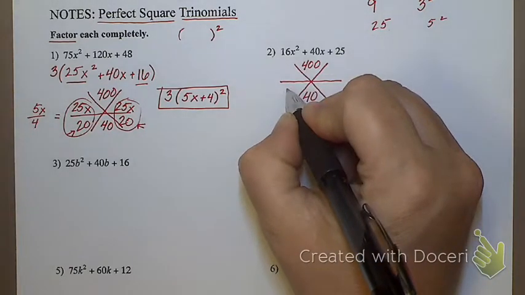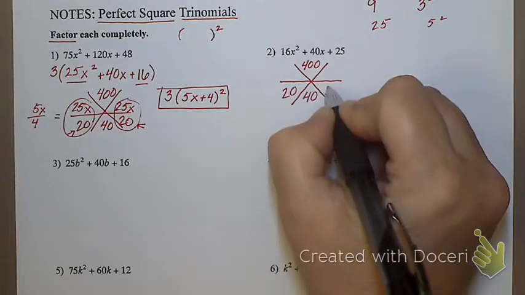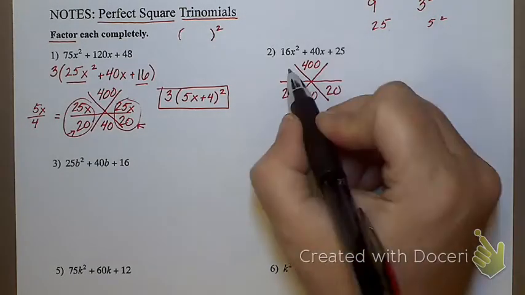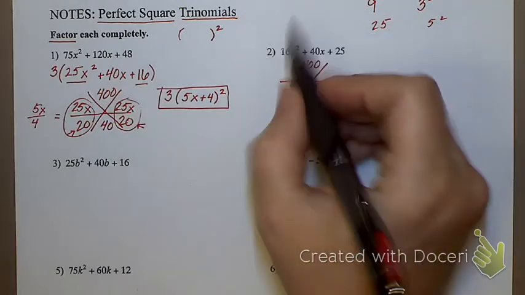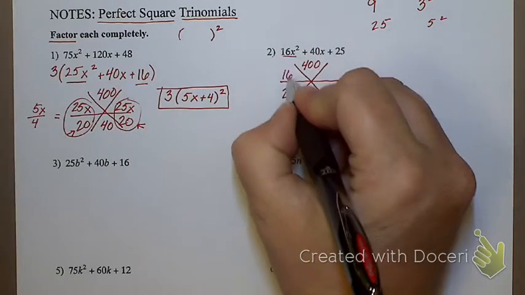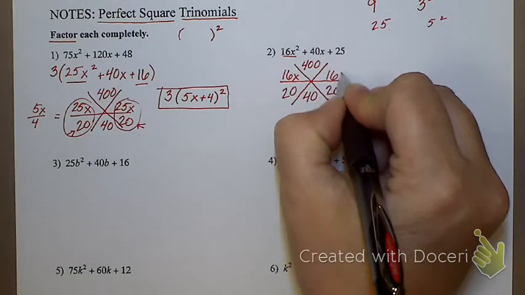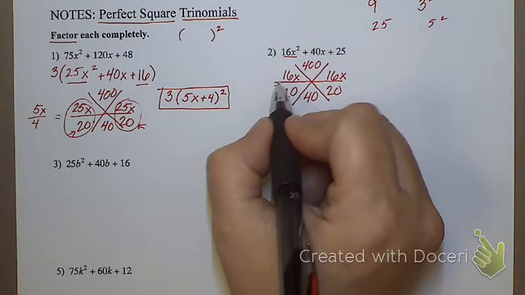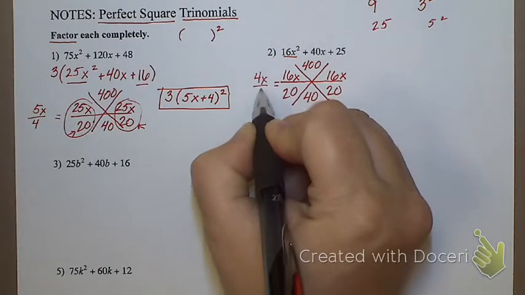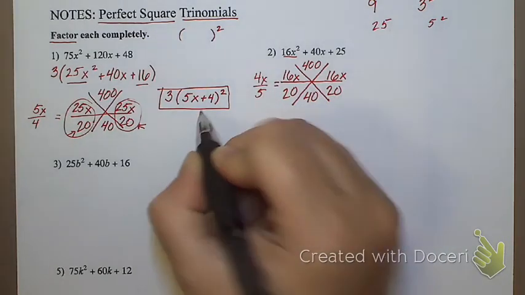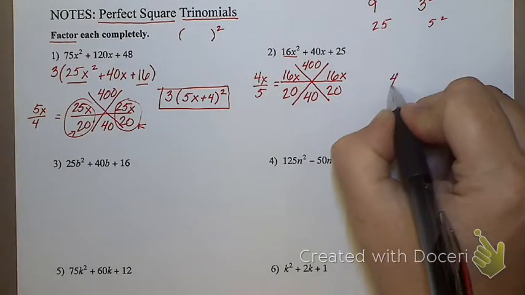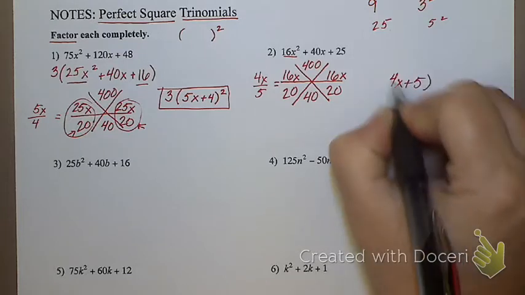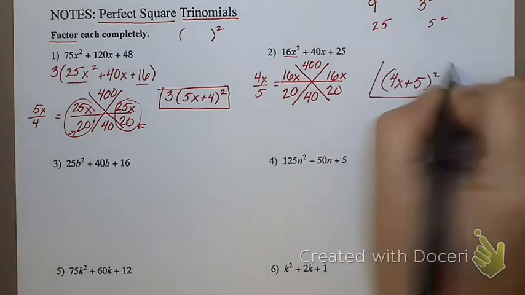Sort of. Yes, it's 20 and 20, but it's not 25x up top like it was over here. It's 16x. So what is 16x over 20 reduced to? 4x over 5. So it's not 5x plus 4 squared, it's 4x plus 5 squared. Slightly different.